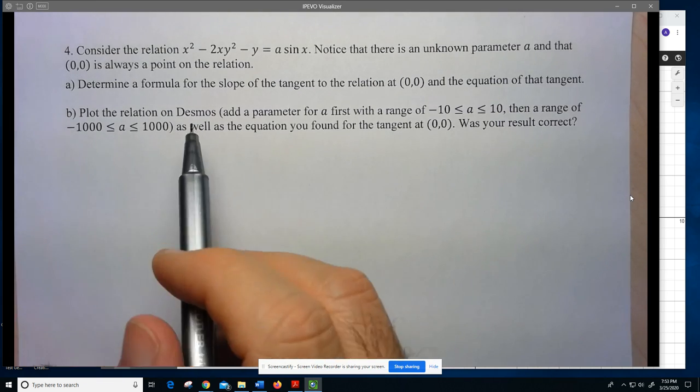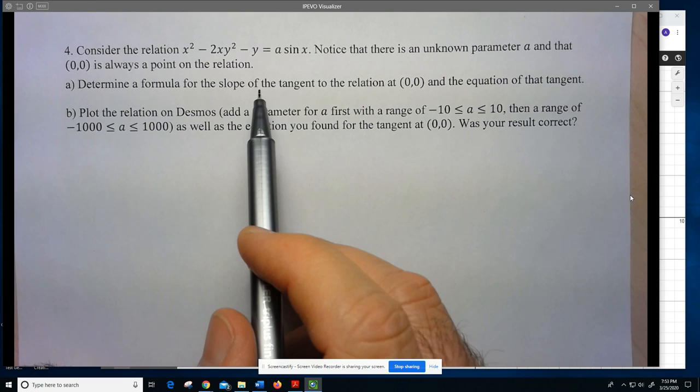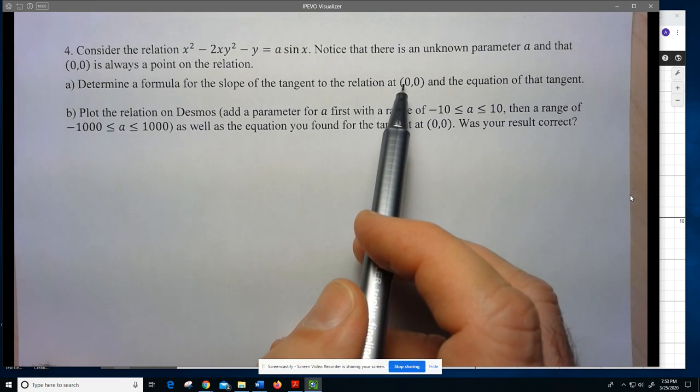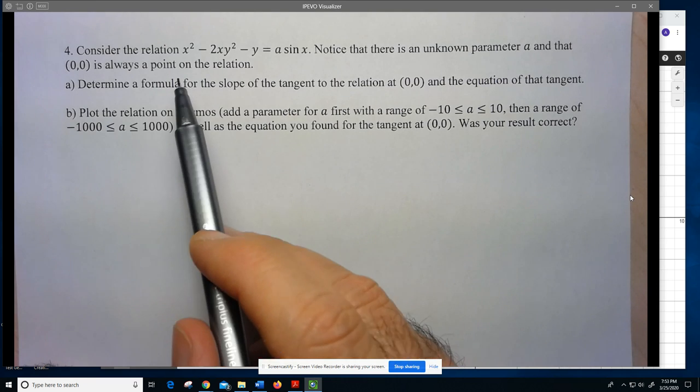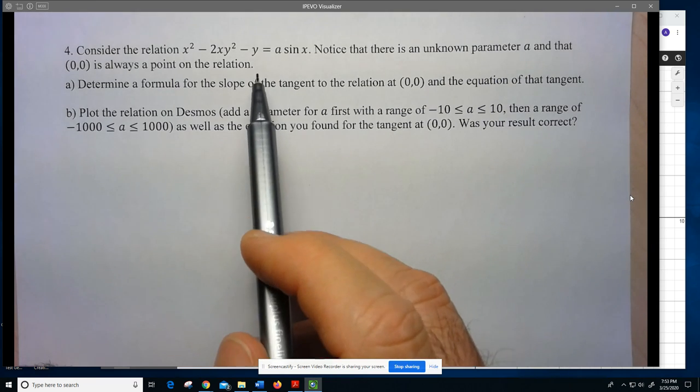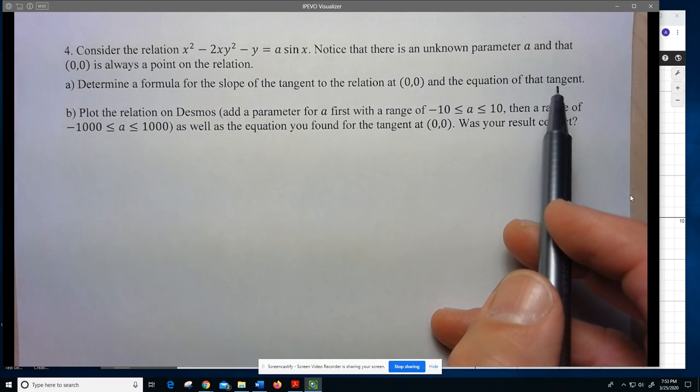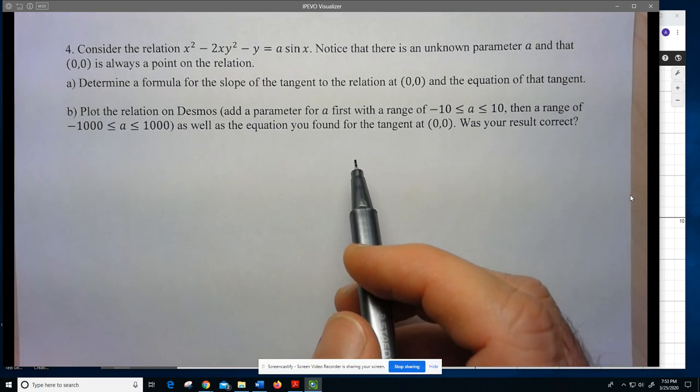So let's see what they want us to do. They want us to find a formula for the slope of the tangent to the relation at (0, 0). So that's telling us that it's probably not always the same as a changes. And then we want the equation of that tangent. All right, so let's see what happens. We'll take a look at part b later on.